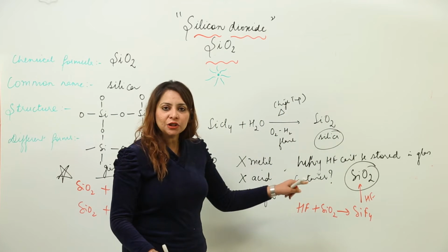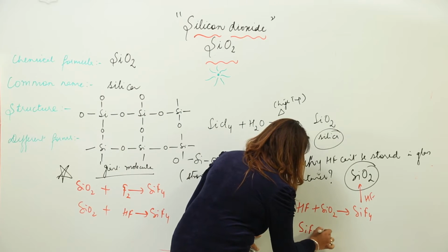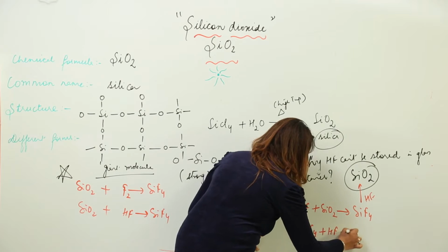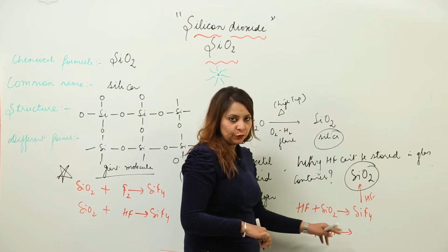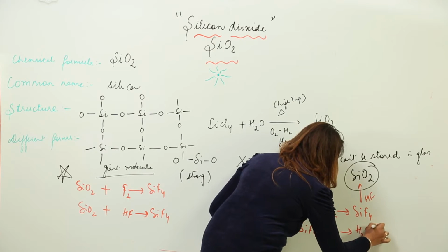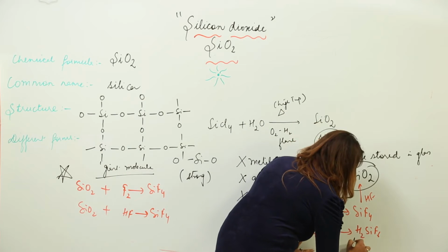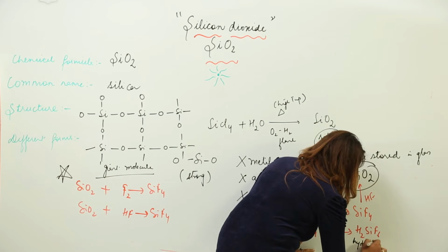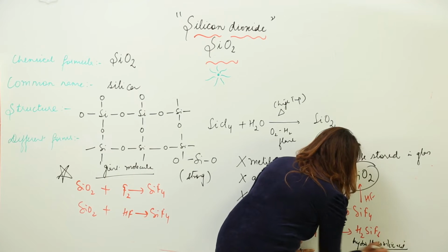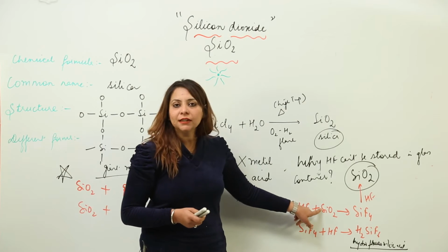And you know that the reaction doesn't stop at this place. This silicon fluoride further reacts with HF, giving rise to H2SiF6, which is actually called hydrofluorosilicic acid. So that means it dissolves the glass. As you can see, it contains silicon dioxide.